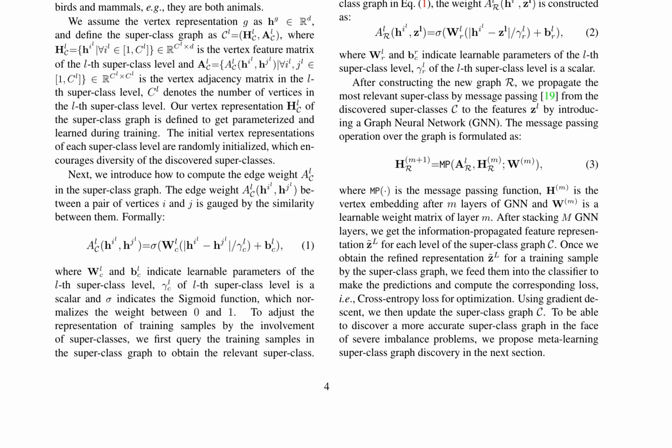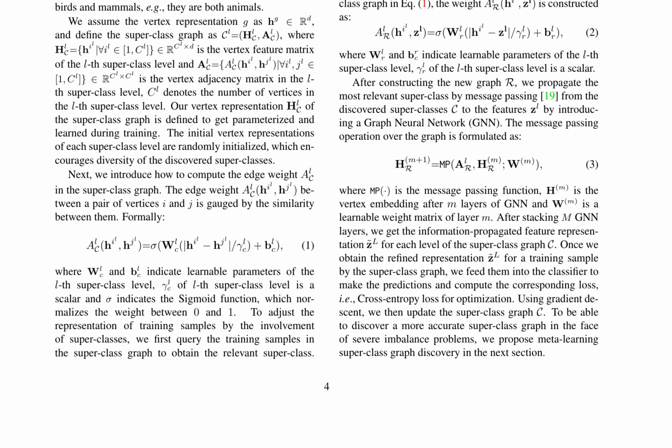The most relevant superclass is propagated by message passing from the discovered superclasses to the features Z^l using a graph neural network, GNN, formulated as H^(m+1)_R equals MP(A_(L-R), H^m_R, W^m). The refined representation Z^l is obtained after stacking M GNN layers, which is fed into the classifier to make predictions and compute the corresponding loss. Using gradient descent, the superclass graph C is updated to discover a more accurate representation in the face of severe imbalance problems.